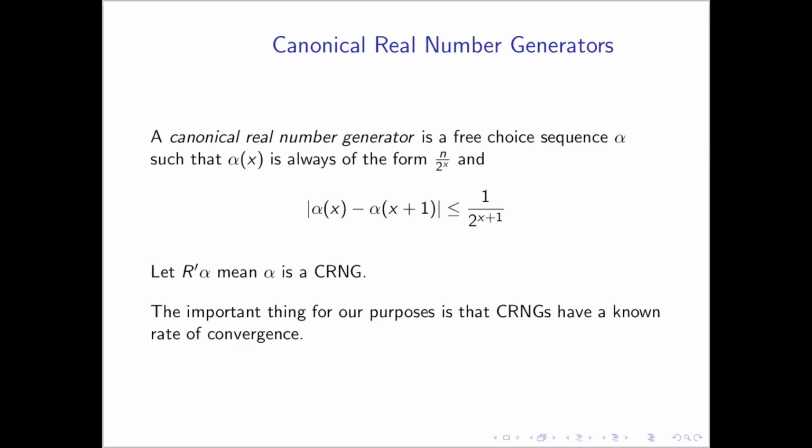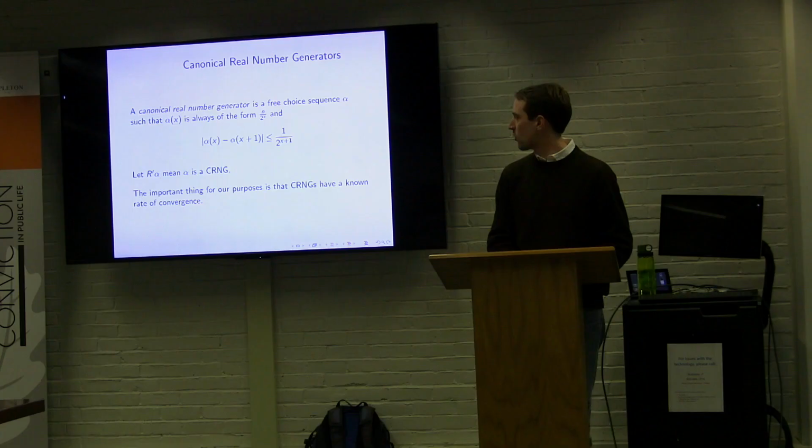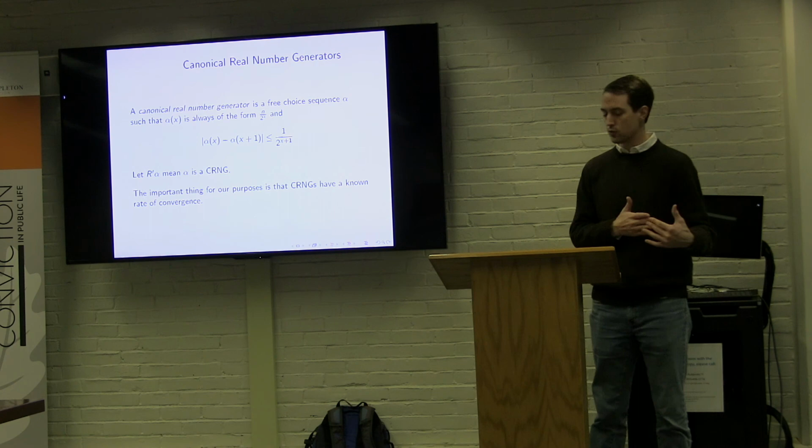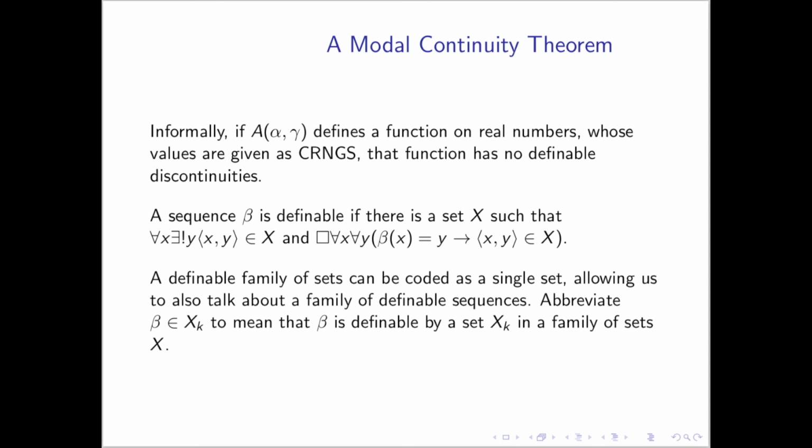Which is, in effect, just a real number generator that has a tightly constrained form, so we know the rate of convergence. In particular, it's always over a power of 2, over 2 to the x, and then always within 1 over 2 to the x plus 1 of the previous value. Or better. Yeah, or better. And so for my purposes, the important thing is that canonical real number generators have a known rate of convergence.